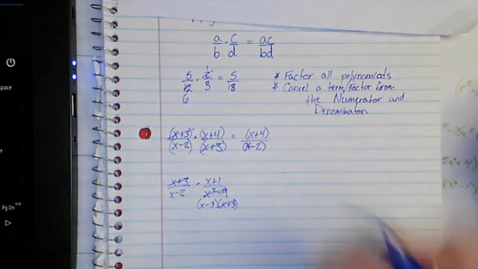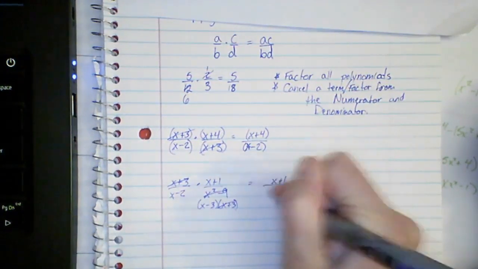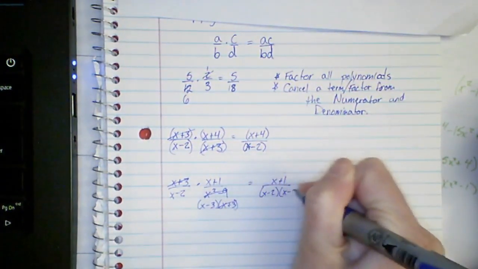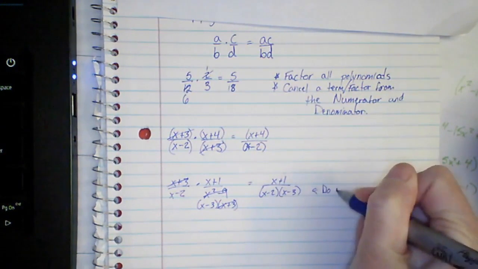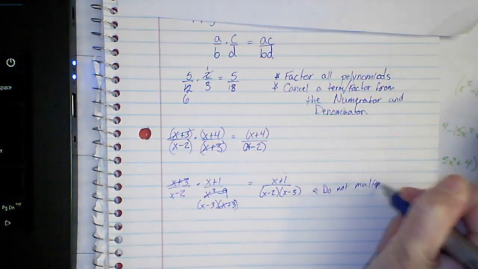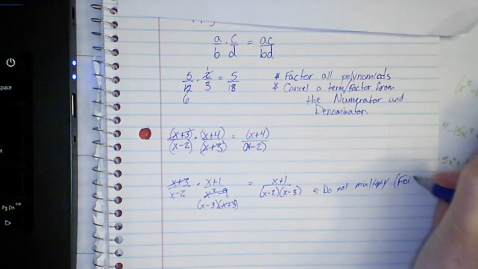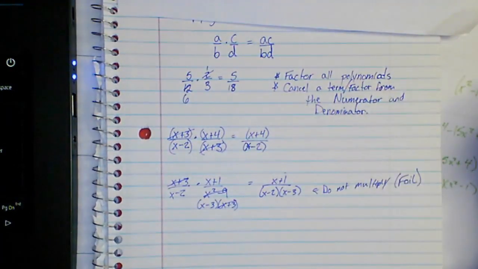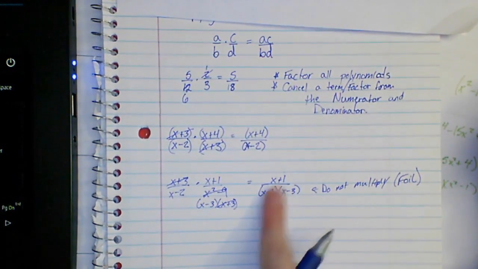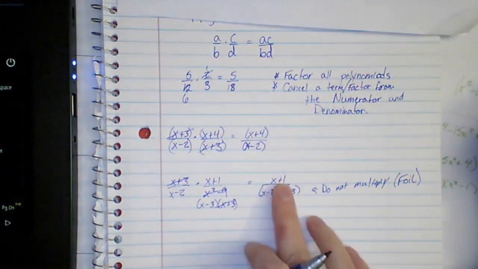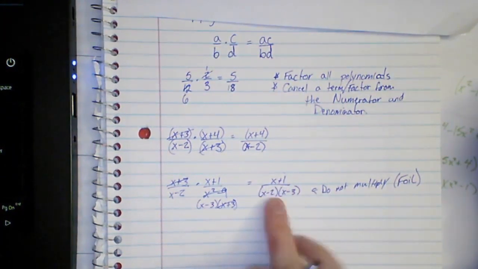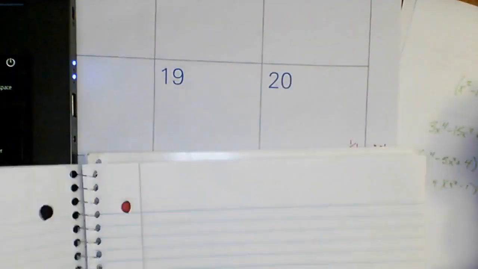The x plus 3's cancel out. And then we have x plus 1 over x minus 2 times x minus 3. Do not multiply this. Do not multiply or FOIL. Okay, so leave everything in its factored state and you will be fine. Now, do not cancel the x's out. Okay, the x's do not cancel because we actually have x plus 1. We have an x minus 2 and an x minus 3. So nothing else can factor or cancel in this sense.